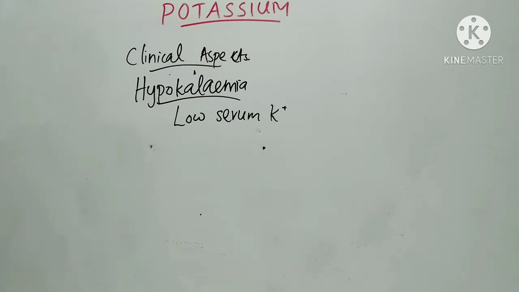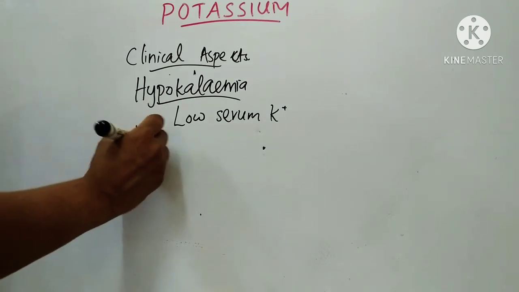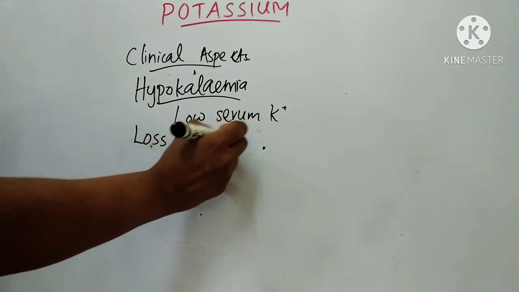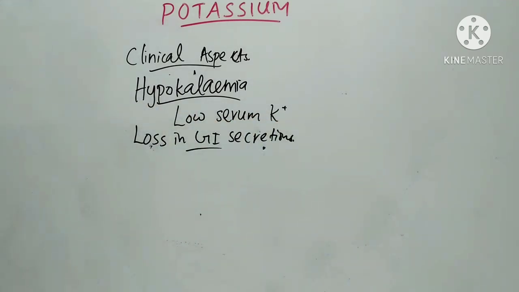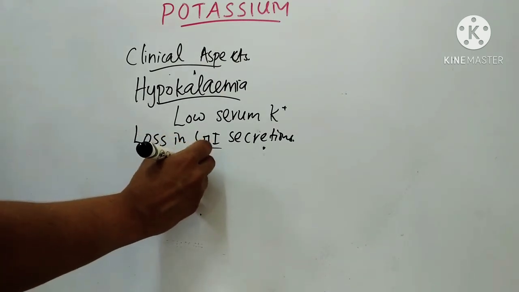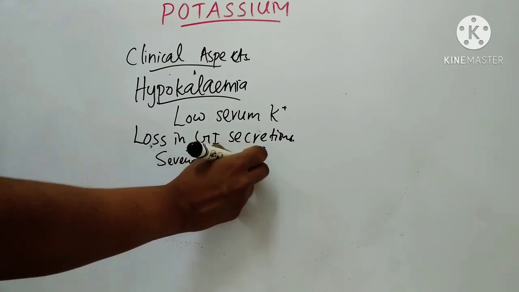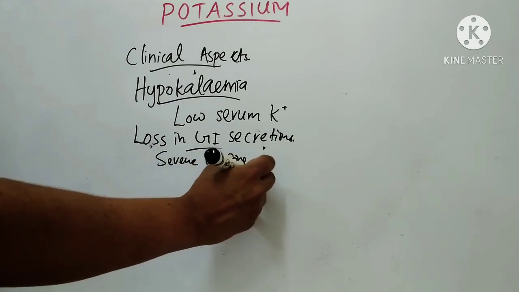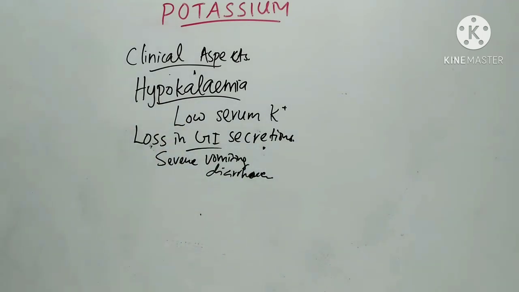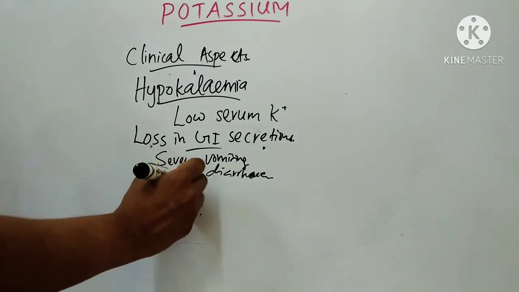First one is loss of potassium in GI secretions. Prolonged vomiting and severe diarrhea cause depletion of total body potassium and cause hypokalemia.